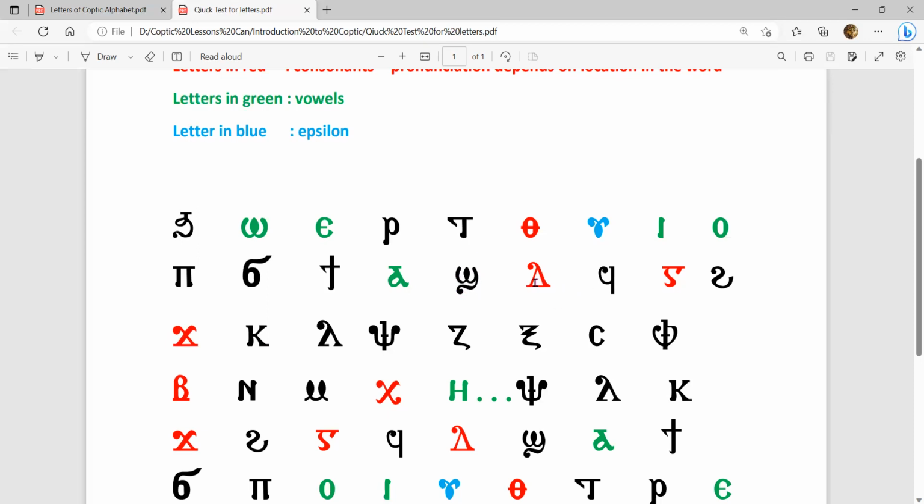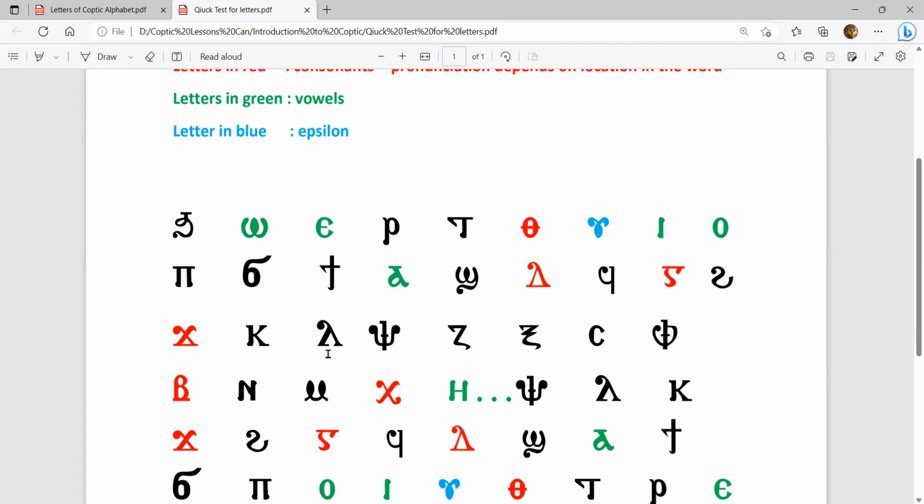Then after the delta, we have the phi. Phi, it's like the pronunciation of F in father. Okay. Next, the last one on the right is the hori, and we pronounce it as H, as we say in hope. Okay. The third line, the first one looks like a K, a kappa. We pronounce it like K, like in Korea, kappa, K.